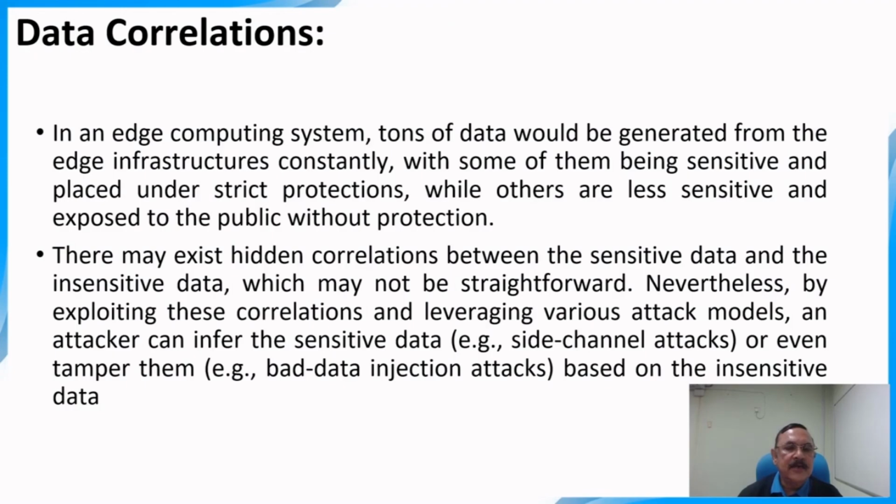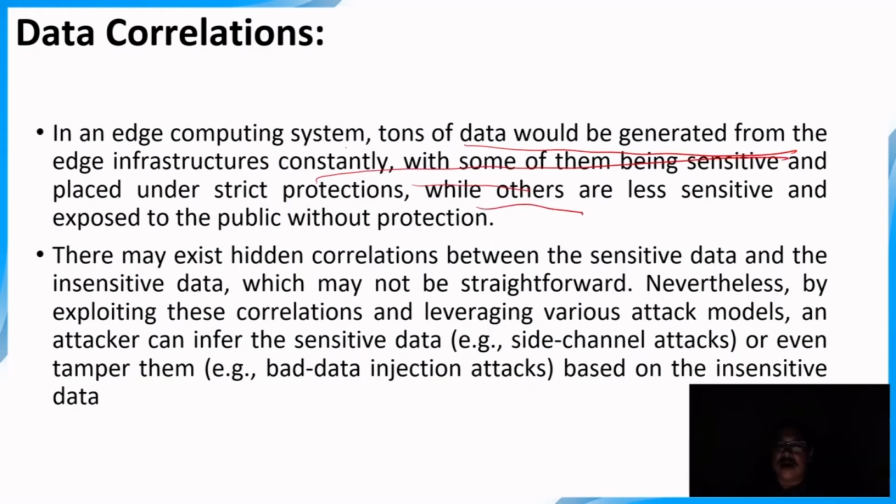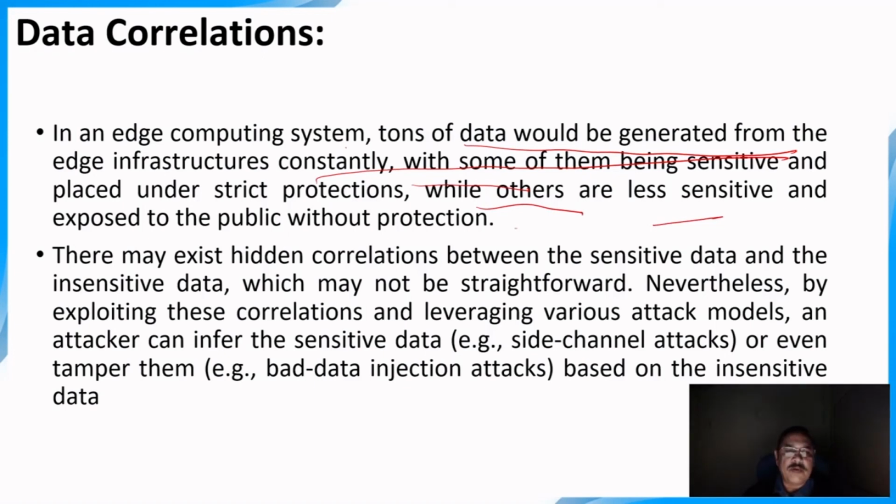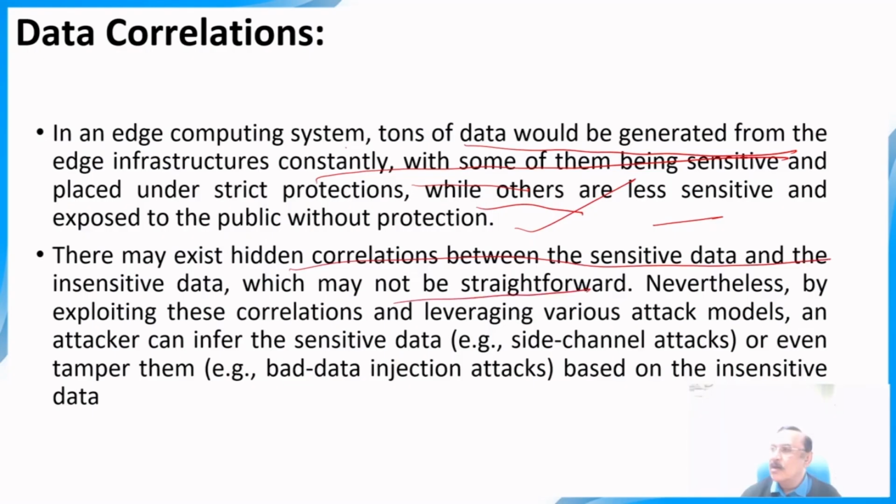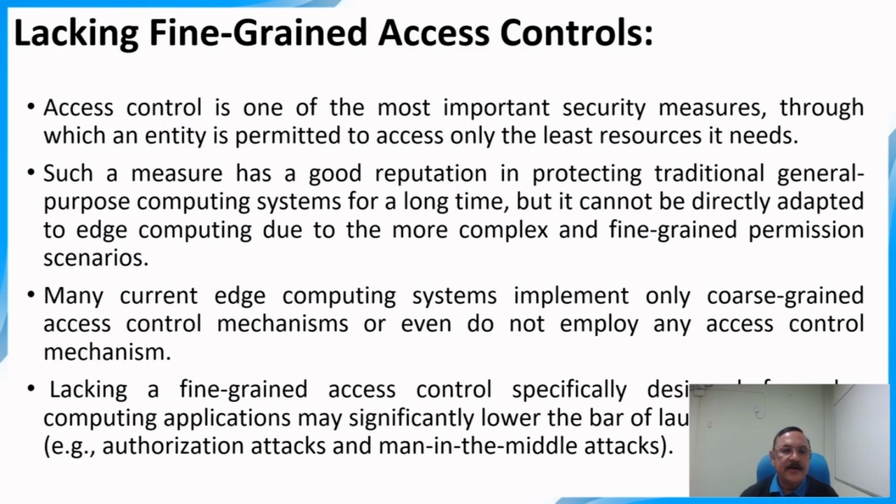Now, data correlation. In an edge computing system, tons of data are generated constantly from the edge infrastructure, with some of them sensitive and placed under strict protection, while others are less sensitive and exposed to the public. There exists a hidden correlation between sensitive and insensitive data, which may not be straightforward. Nevertheless, by exploiting this correlation and leveraging various attack models, an attacker can infer the sensitive data, that is a side channel attack, or even tamper with it based on the insensitive data.